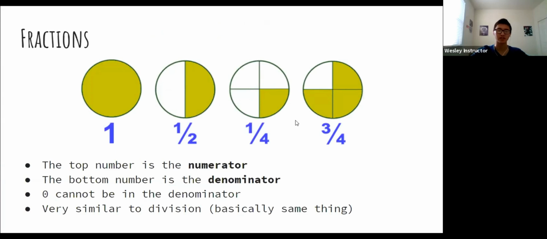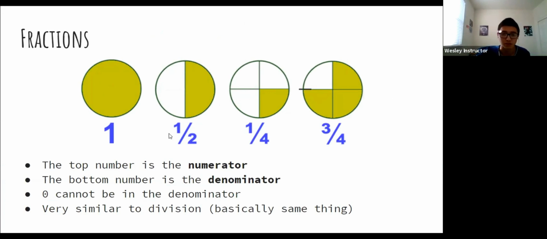All right, I'm assuming all of you know what fractions are. Here are some pictures to help you see what fractions are. So here are some circles. The whole circle colored is 1. It's 1 whole. And then half of a circle is 1/2, 1/4, and then 3/4. You can see that visually.